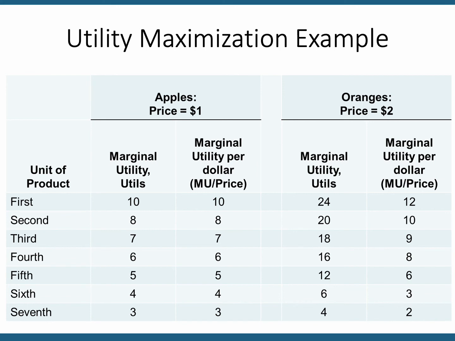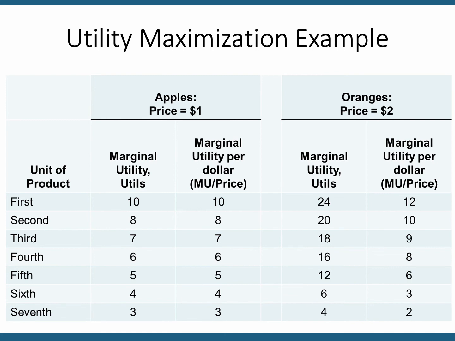Remember, you're making your decision based on marginal utility per dollar. So we have to add a column for marginal utility per dollar for each of these products. And you can see that is filled in for you. So the apples are $1 per unit. And so the marginal utility per dollar is going to be the same as the marginal utility column in that case. Move over to the oranges columns.